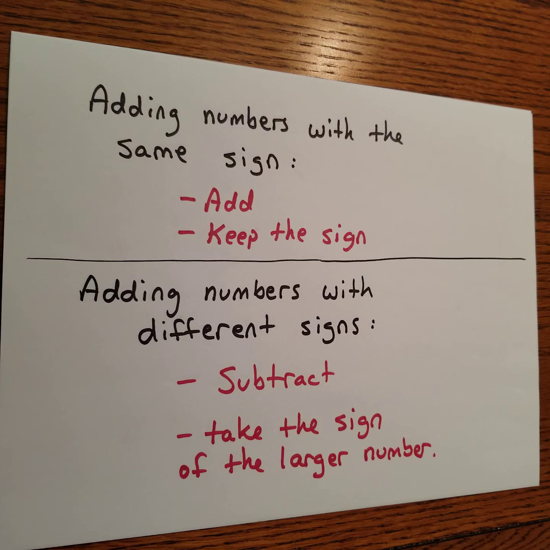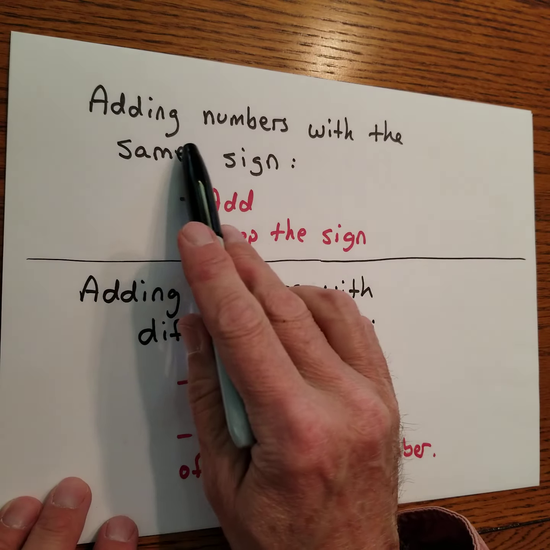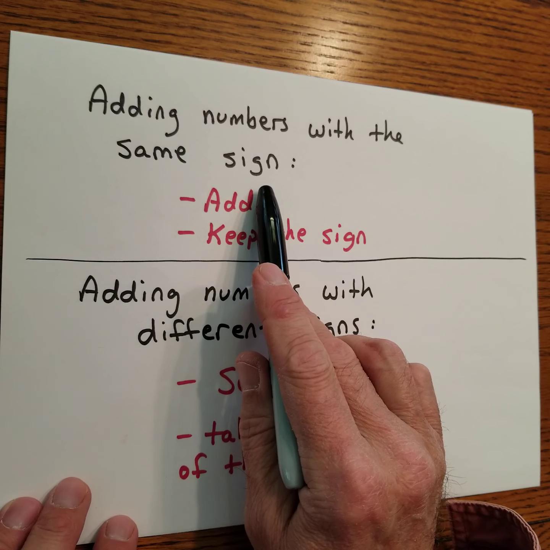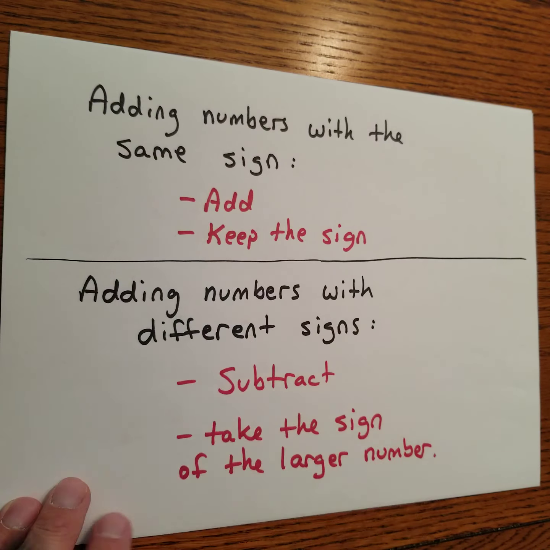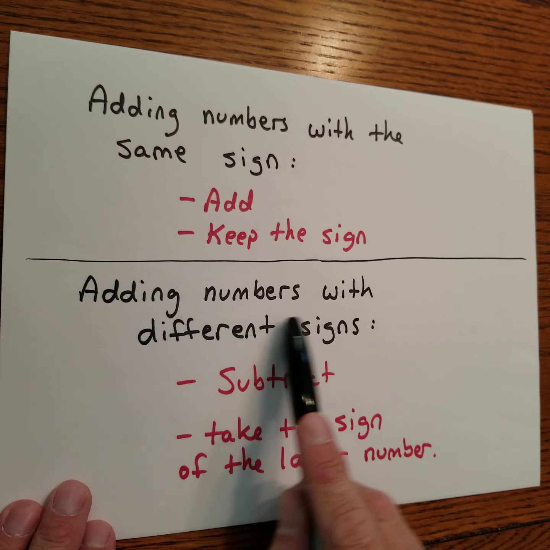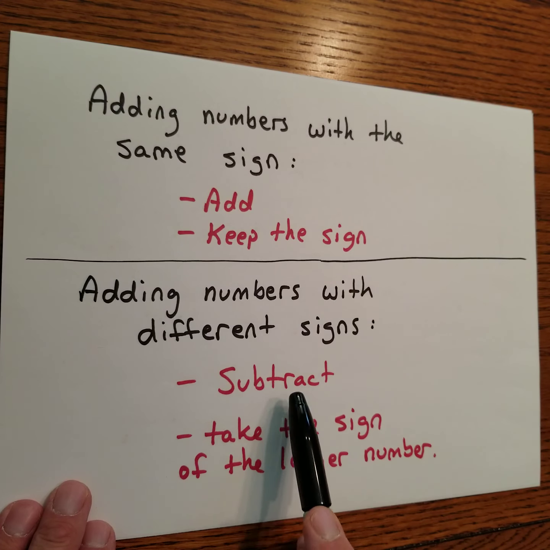Here's a nice summary of the rule. When adding numbers with the same sign, you add them and keep the sign. When adding numbers with different signs, you subtract them and take the sign of the larger number.